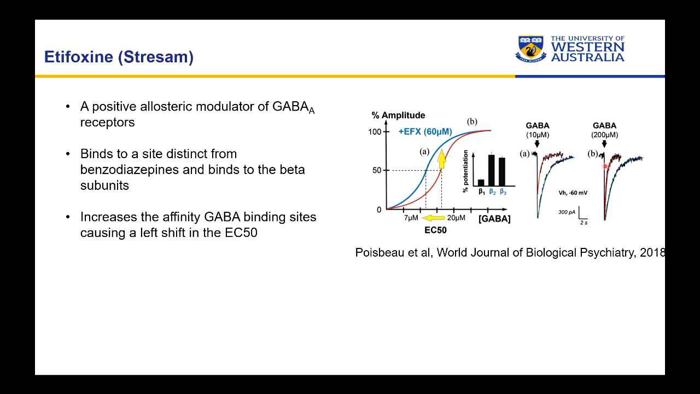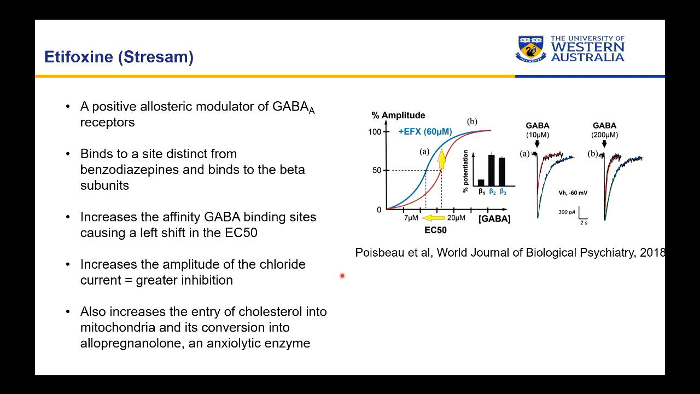See this red here, this is when you puff on more of that GABA neurotransmitter, so 200 micromolar. You're getting that 200 micromolar effect just at 10 micromolar. So it really affects that receptor to cause more inhibition, which is explained there. So it causes that left shift in the curve, you get more GABA inhibition with less neurotransmitter present, so it really affects that amplitude.